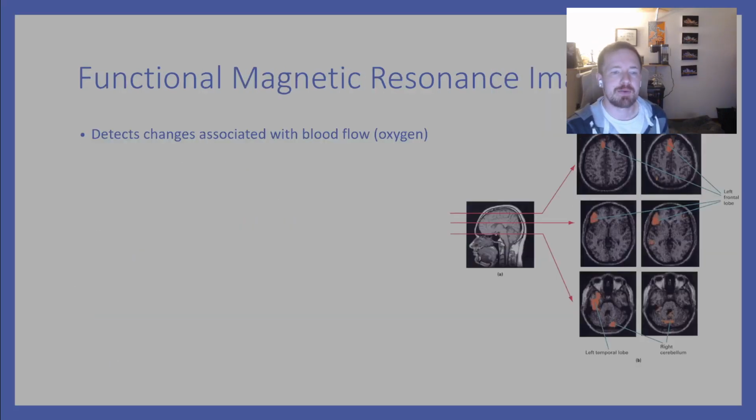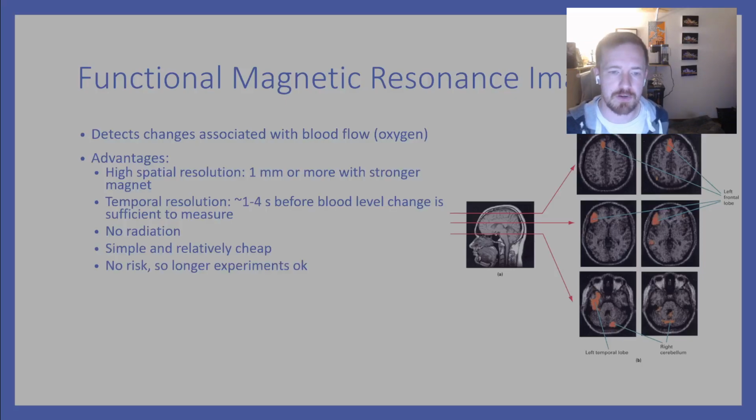All right, and then finally we have fMRI. This is the one that I personally have most experience with. When I was in grad school, I did some of this research. So fMRI is going to be detecting changes associated with oxygen levels in the brain. You're going to see this referred to as a BOLD signal. BOLD means blood oxygen level dependent signal. So the BOLD signal, the dependent variable that these machines pick up, is a measurement of oxygen.